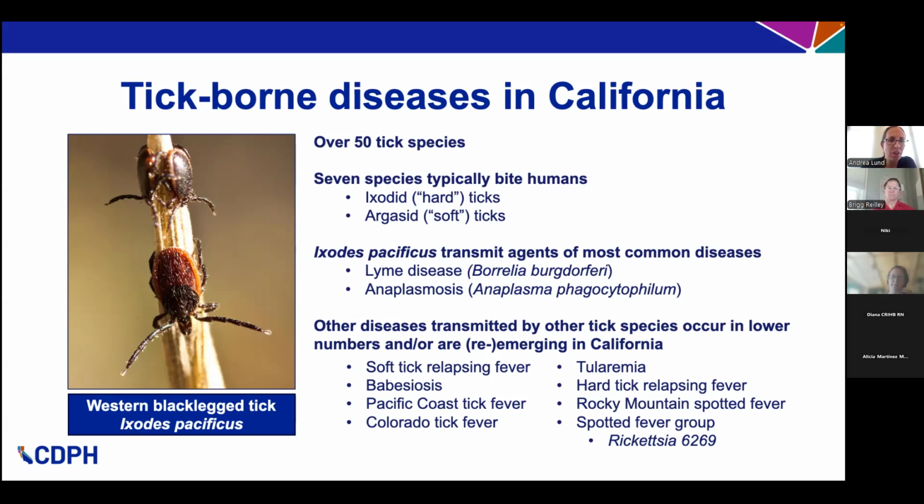Any other questions before I continue with the ticks? Okay, so today we'll focus on Lyme disease, which is caused by the bacteria Borrelia burgdorferi, as well as anaplasmosis, which is caused by a different bacteria, which is a mouthful to say, Anaplasma phagocytophilum. These two diseases are endemic in California, and as I said, transmitted by those Western black-legged ticks, which you see here. We see several other tick-borne diseases in California, but these are either emerging or re-emerging and occur in lower numbers than Lyme and anaplasmosis do. Next slide.